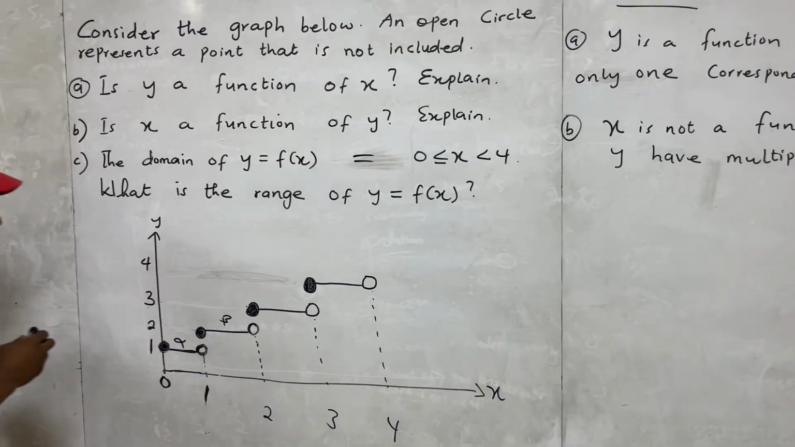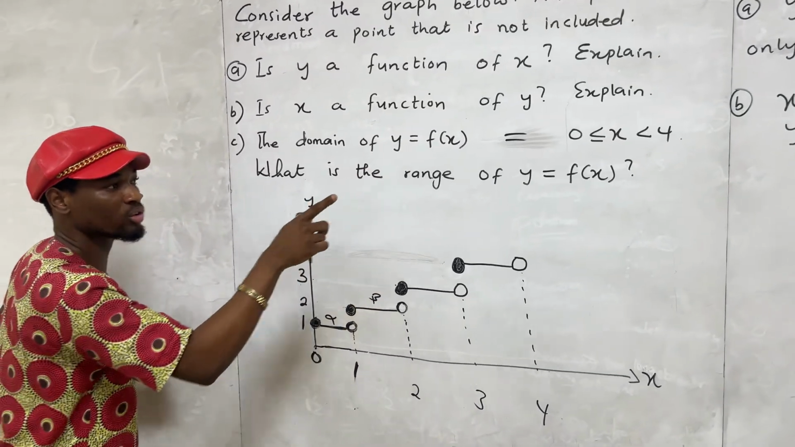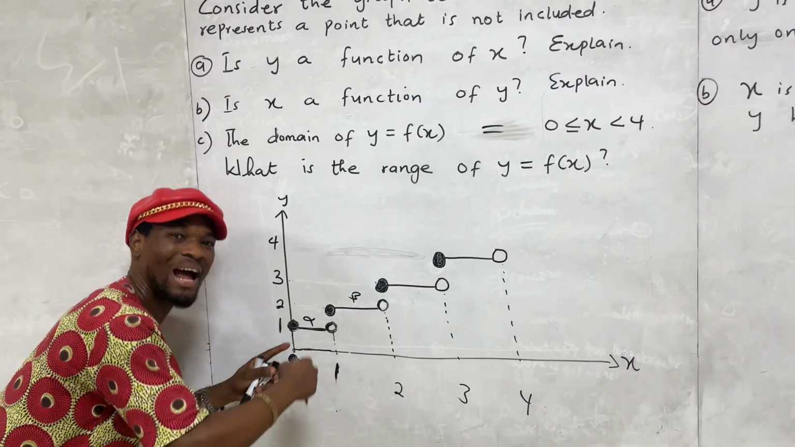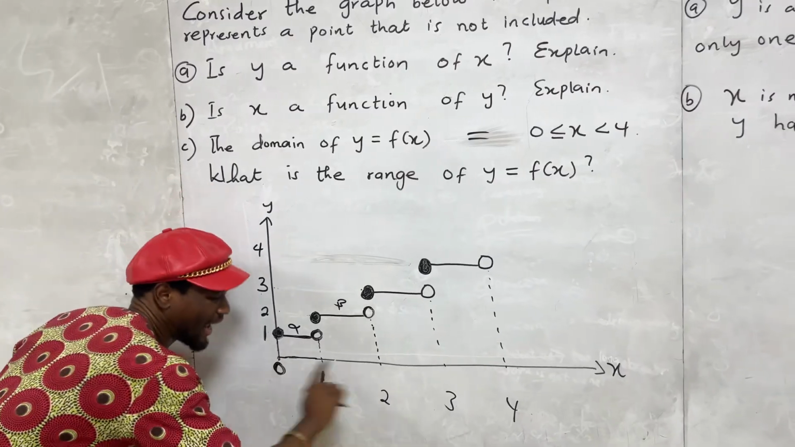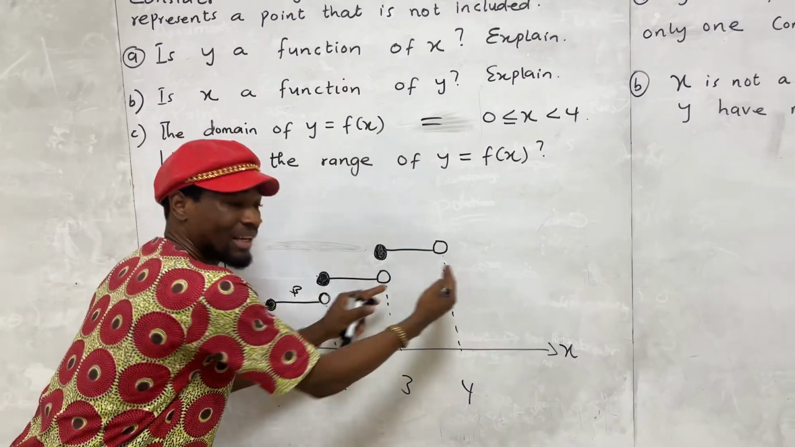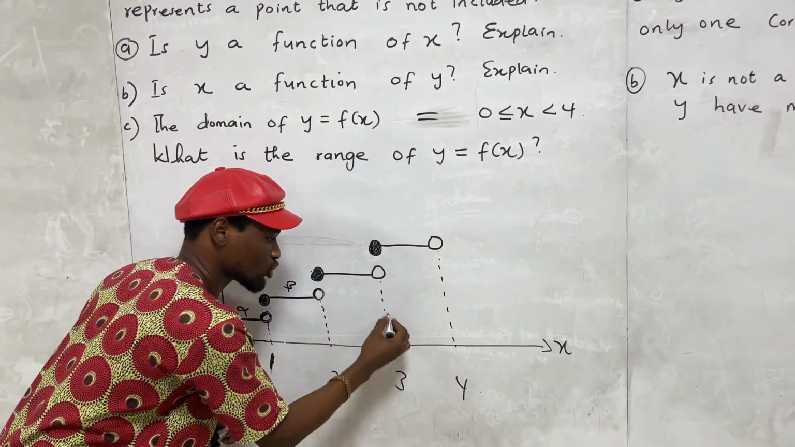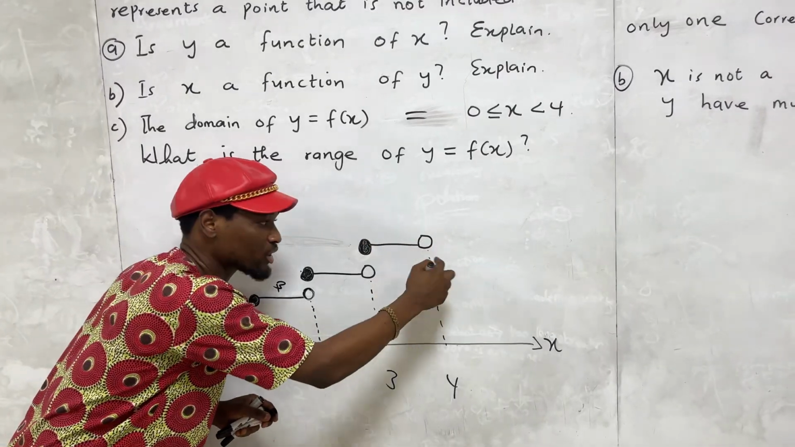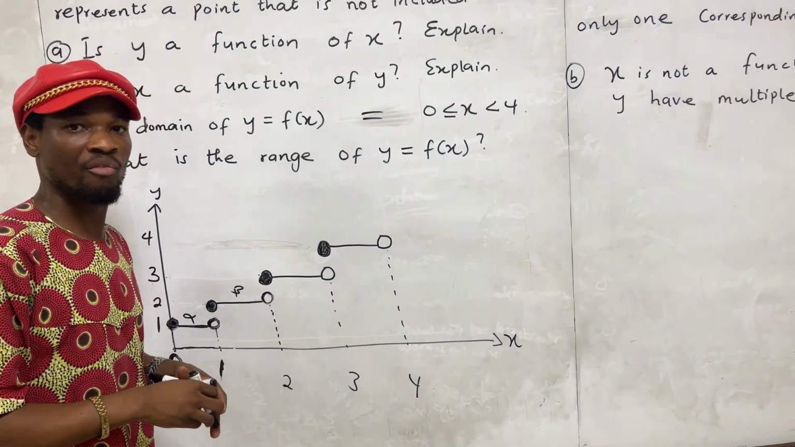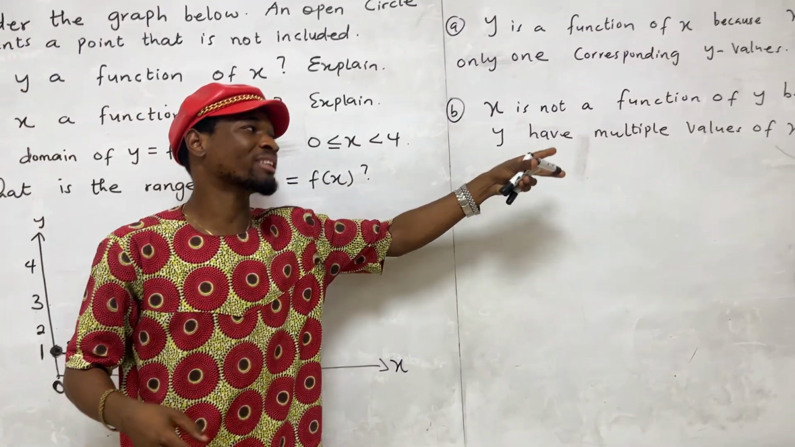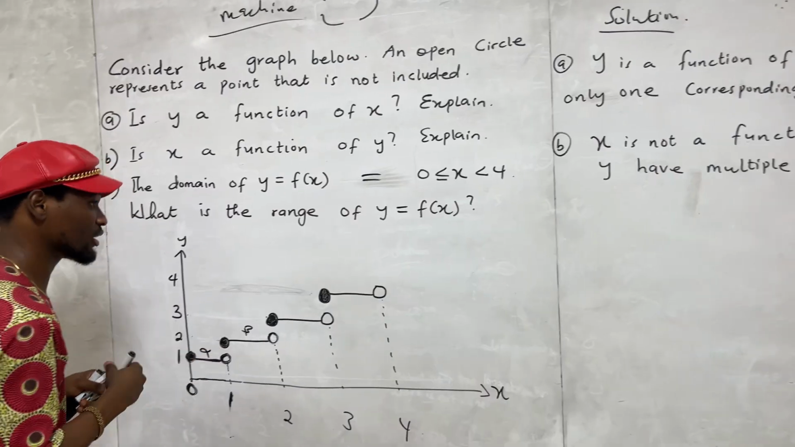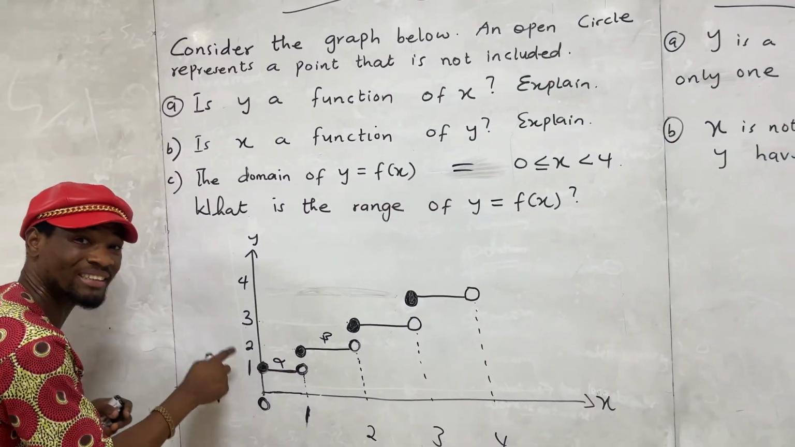In other words, x is not a function because the y value maps onto more than one x value. Do you get the concept? Now when I jump to the last one, this one corresponds to 3, and that same graph corresponds to 4. Therefore, x is not a function of y, because y has multiple values of x.